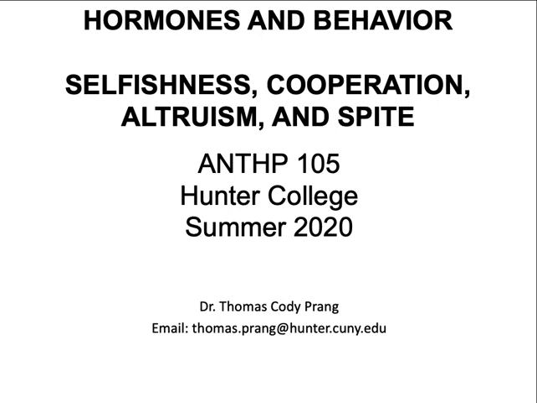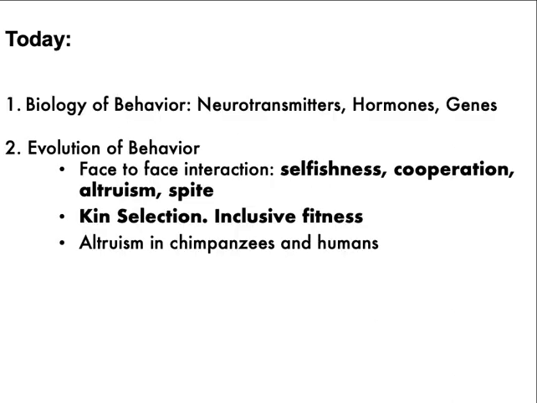All right, so today we're going to focus on hormones and behavior, as well as some of the behavioral interactions that may occur between individuals within species or populations. And so, specifically, we'll talk about the biology of behavior, which includes things called neurotransmitters, hormones, and genes. And we'll also talk about how different behaviors may evolve, specifically things like selfishness, altruism, and so on, primarily through what's called kin selection and inclusive fitness.